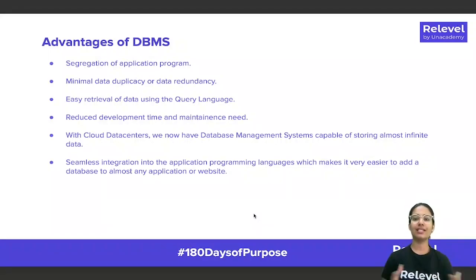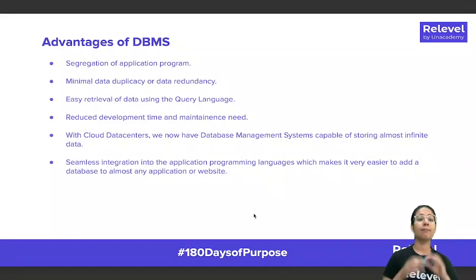Okay, so first let's start with the advantages. The first advantage of using database management systems is the segregation of application programs. You have an application program, you have a set of data that you want to store, and based on the application program you can segregate the data. There's a good level of segregation that database management systems provide.